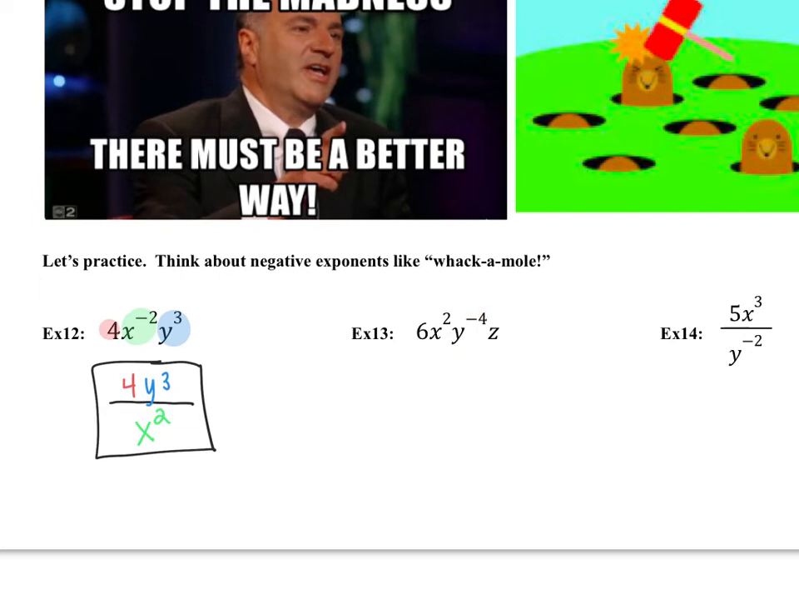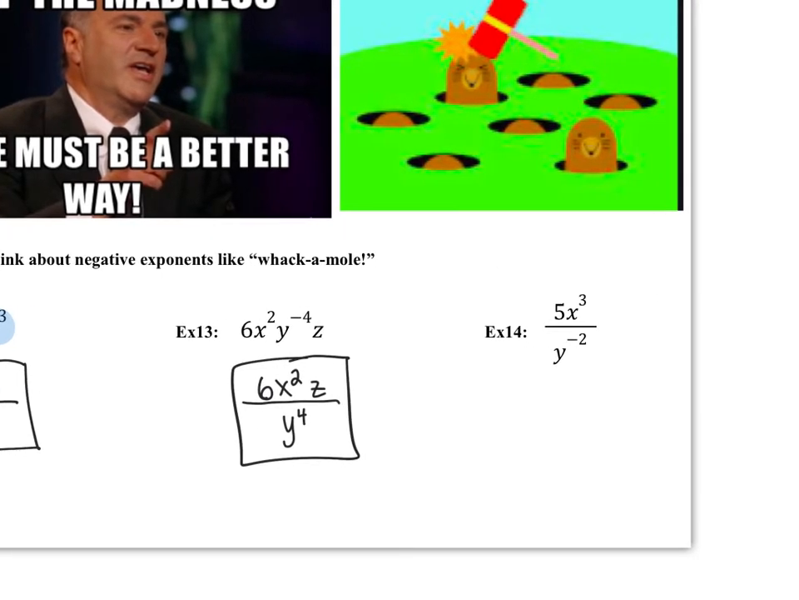You're right, we're going to hit the y. The y is going to go down to the bottom of my fraction, and in doing that, its exponent is going to become positive 4. The remaining items are just going to stay where they are, 6x to the 2nd, z. Final answer, 6x to the 2nd, z, all over y to the 4th.